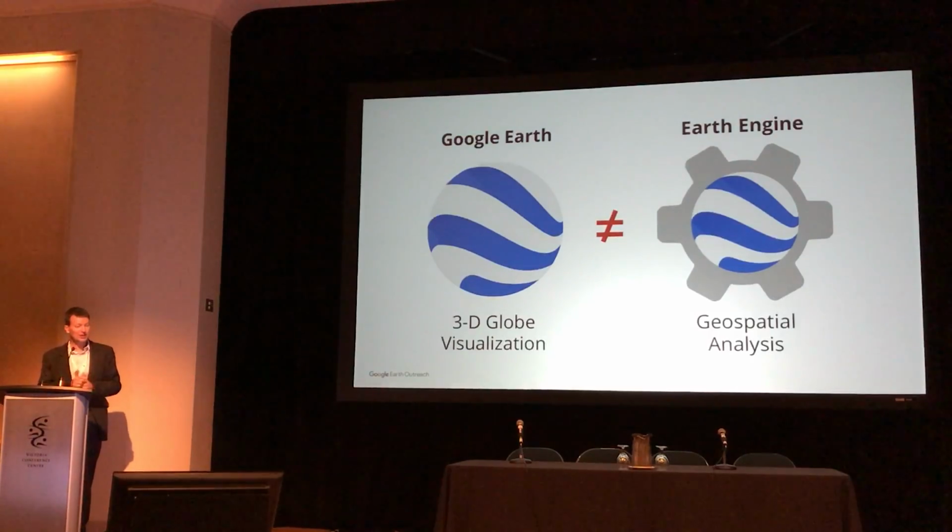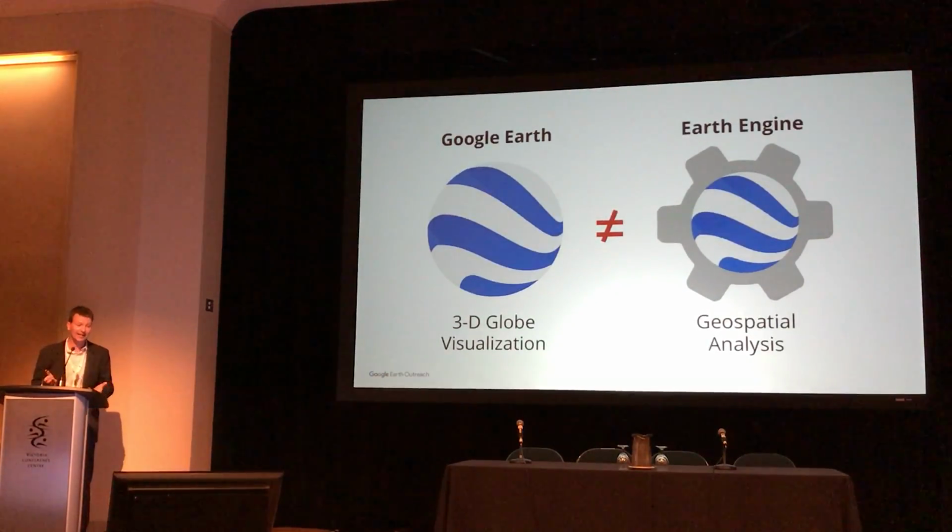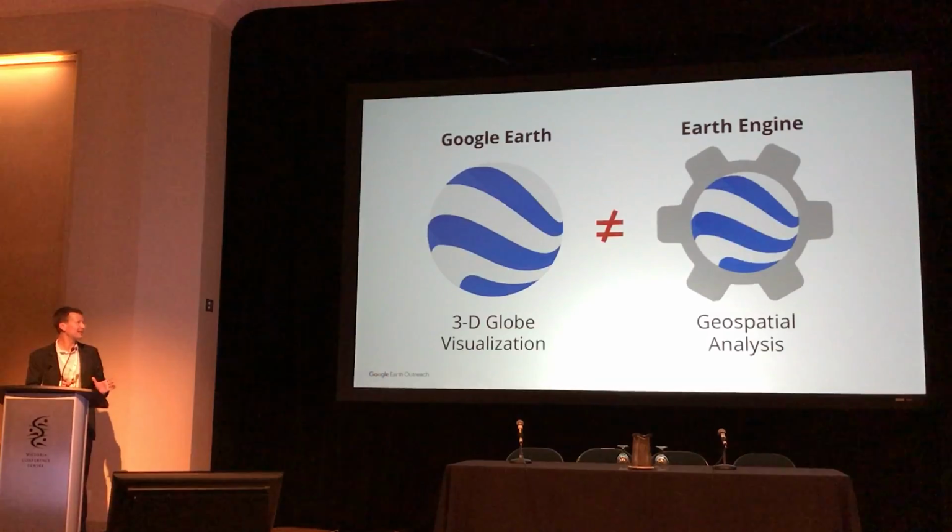But to explain what Earth Engine is, it's often useful to start off with what it's not. It's not Google Earth. Google Earth is the 3D globe that's been around for over a decade now. Over 1 billion people have downloaded it. Your 10-year-old kid can fly around the world and tell you great things about it. It's great. It's an outreach.